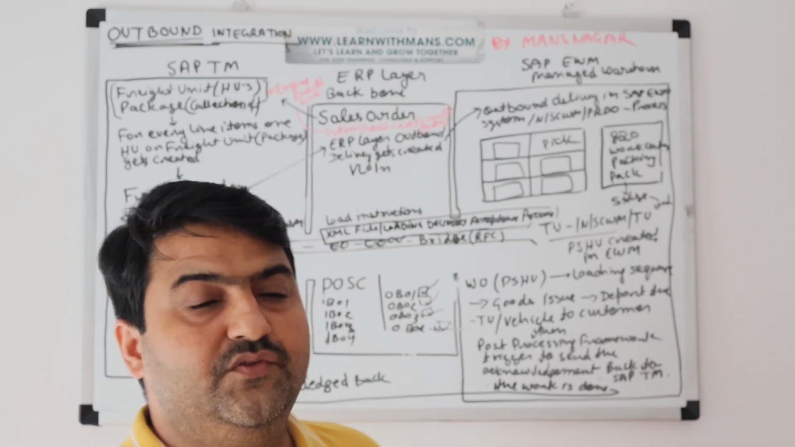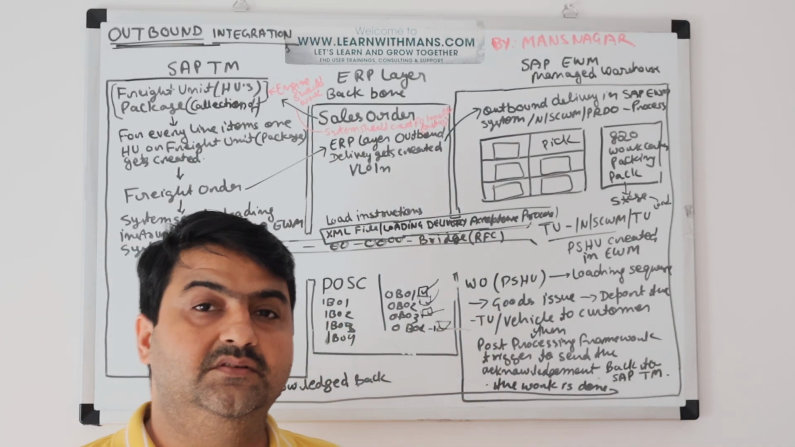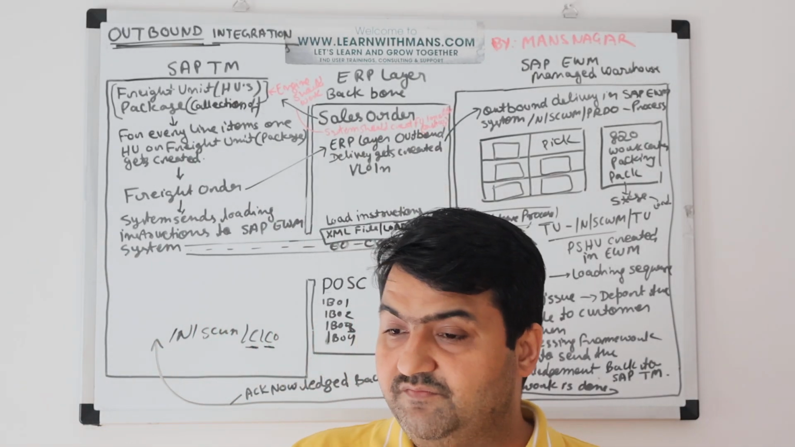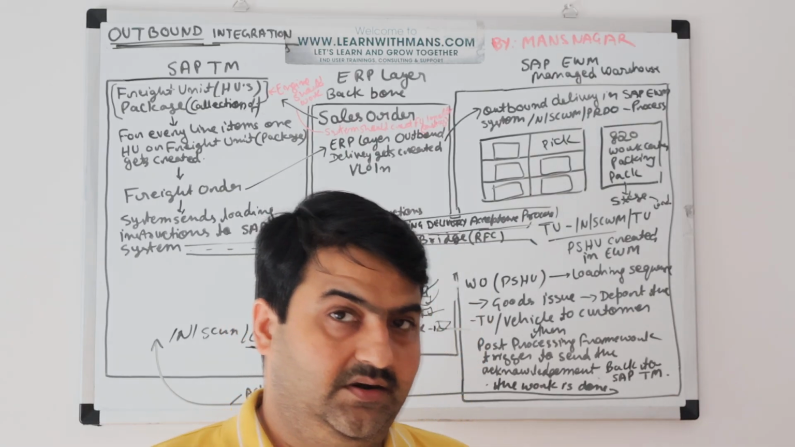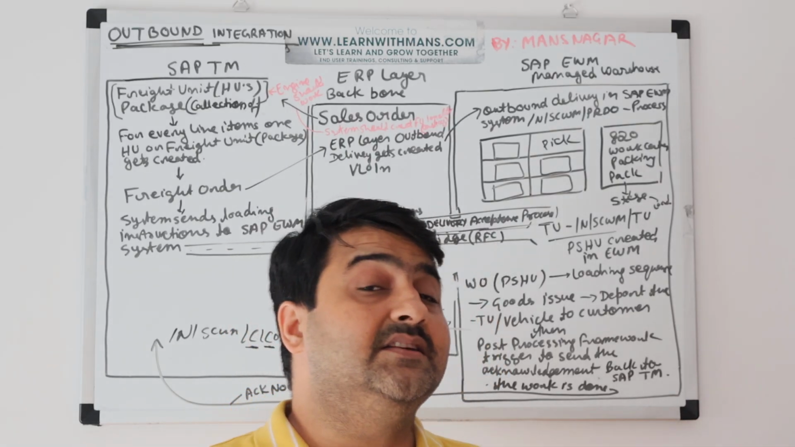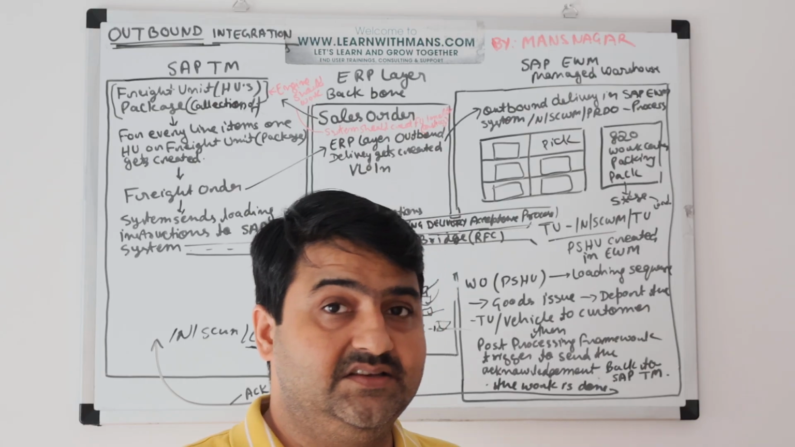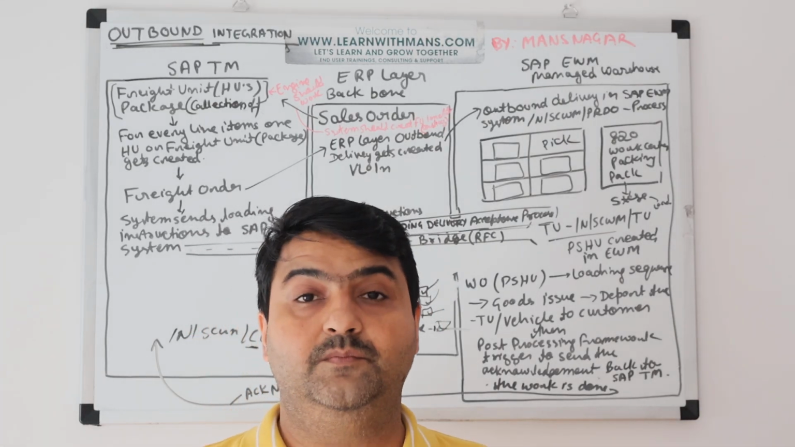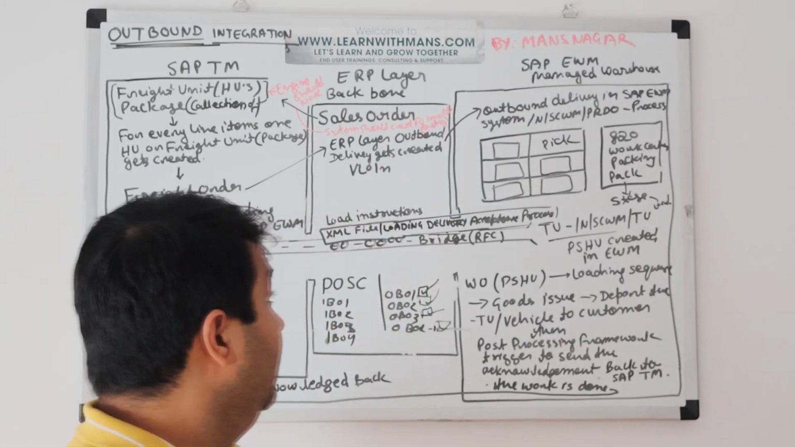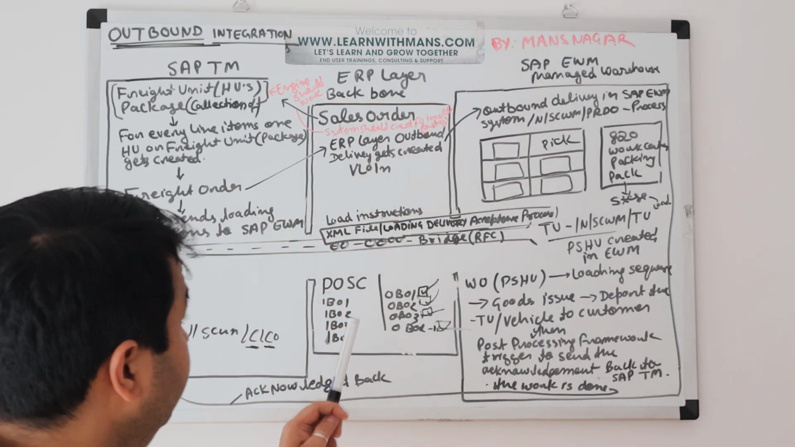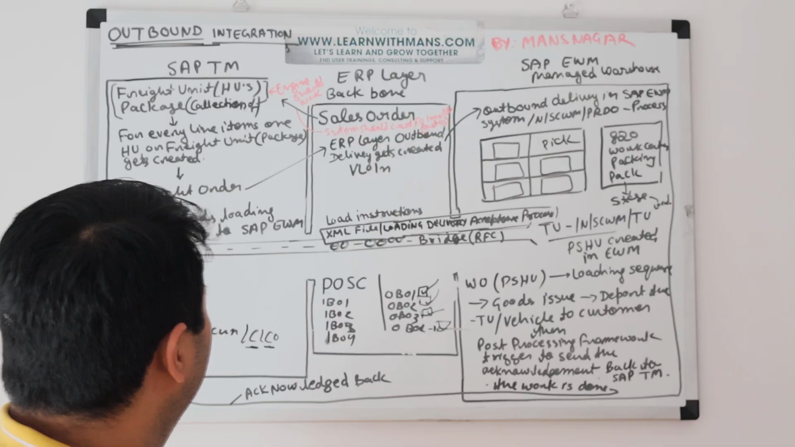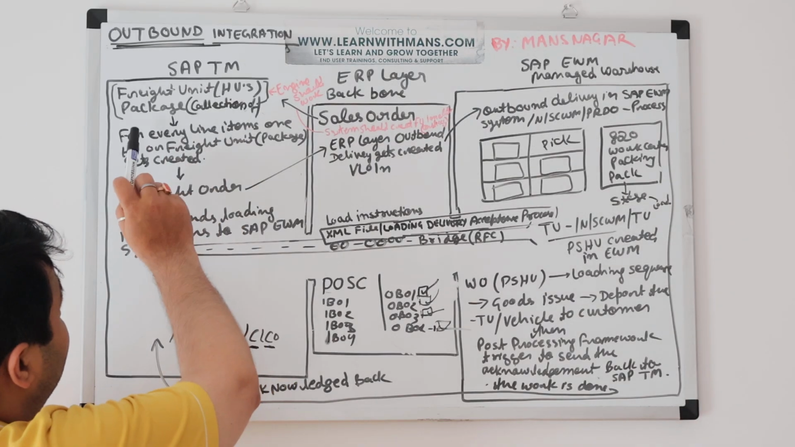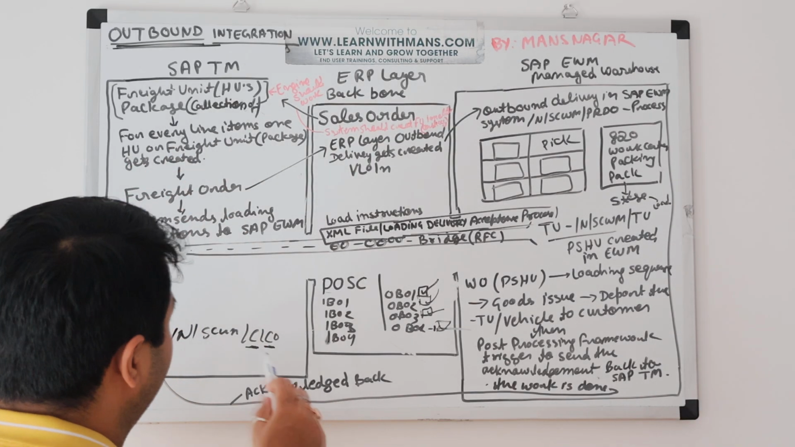Okay, so come to the EWM side. For an example, if you are going to create an outbound delivery, first we create the sales order. Where do we create the sales order? When we are creating the sales order, we are creating it at the ERP layer at runtime. So, in that situation, in the TM system, first I will show you from here.